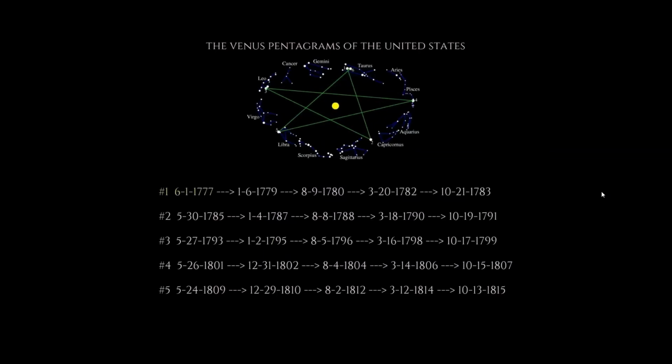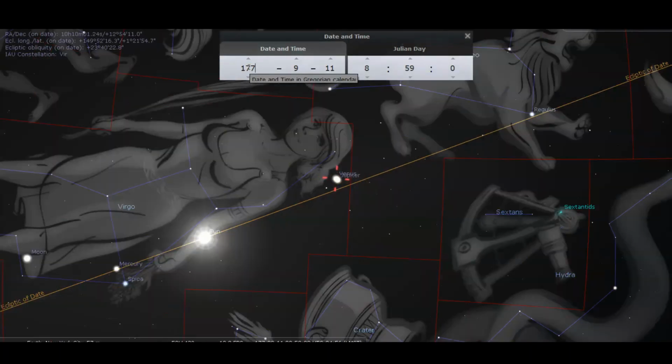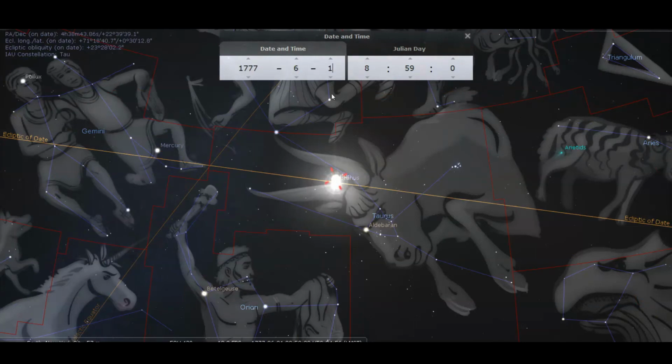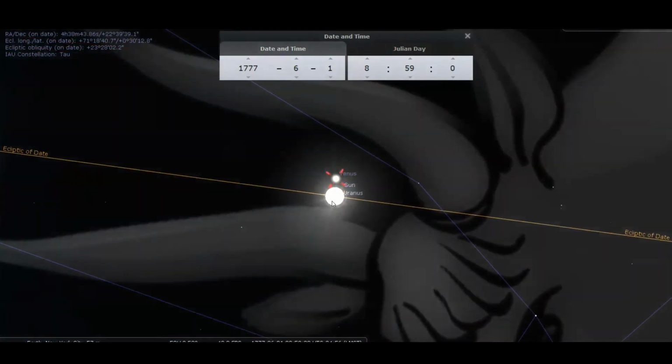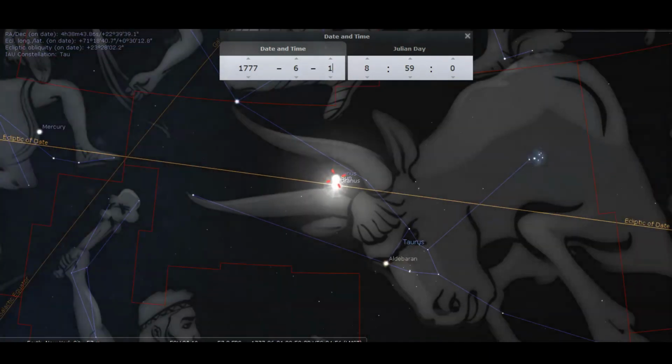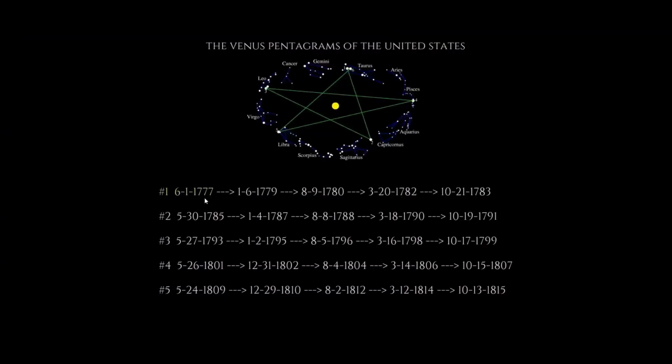So if we look at the first star point of the first pentagram after the founding date of the United States, that was June 1st, 1777. And we can see here that Venus and the Sun are lined up for our first star point. So what I have here, I have the first 5 completed pentagrams. The first one being June 1st, 1777, and ending on October 21st, 1783.